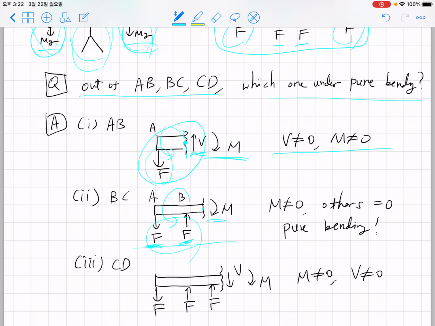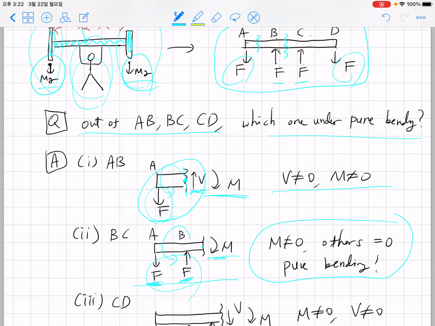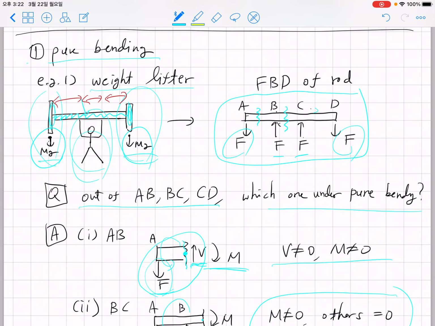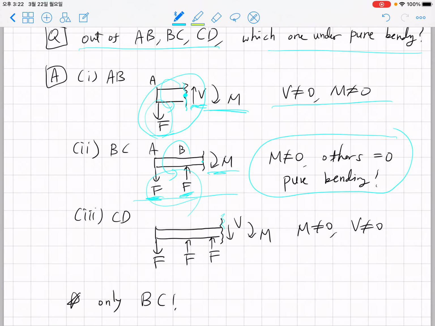You need an opposite direction moment in clockwise rotation torque. Okay, so you can say that within the BC zone, it can be considered as pure bending. What about CD? If you make an imaginary cut between C and D, this is the imaginary cut.